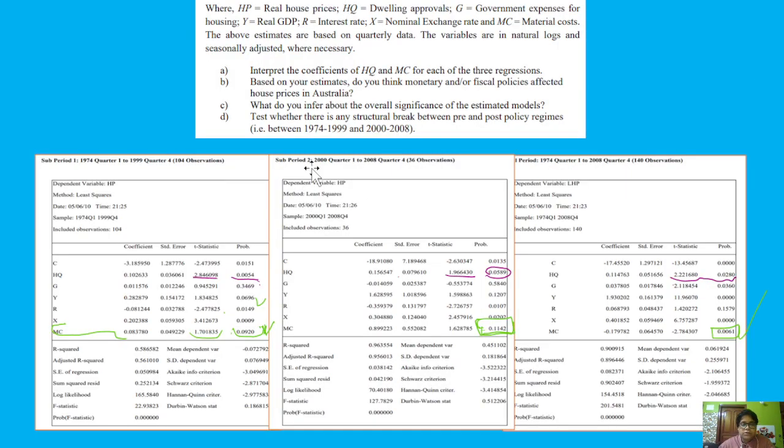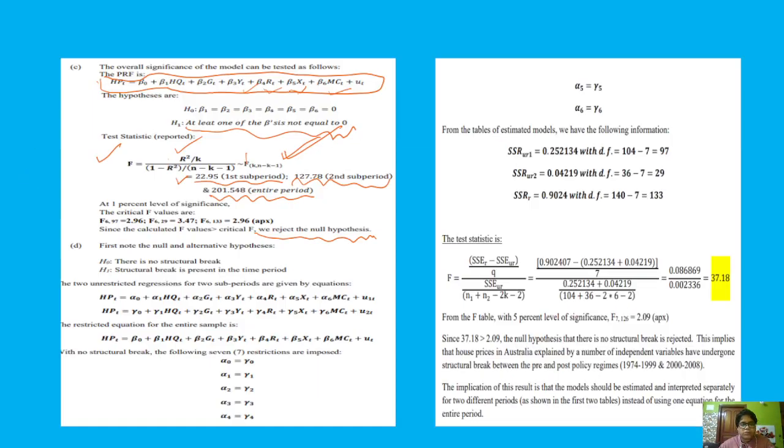Then question D is about whether there is any structural break between pre and post policy regimes. So your pre-regime is 1974 to 1999. Remember the changes came in 1990, 2000 and 2008. So we are going to test it for the structural break. If you are going to test the structural break, then your null hypothesis will be that there is no structural break, and your alternative hypothesis will be there is structural break.